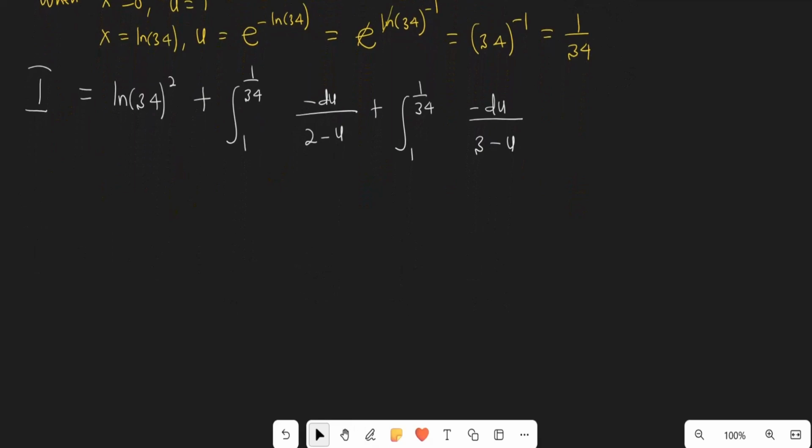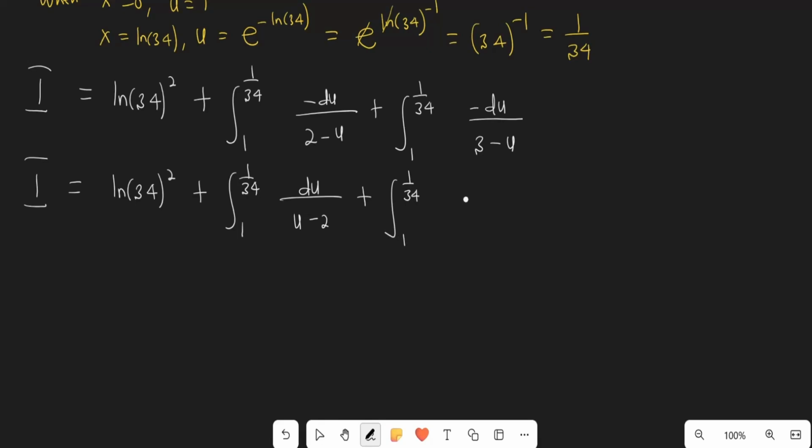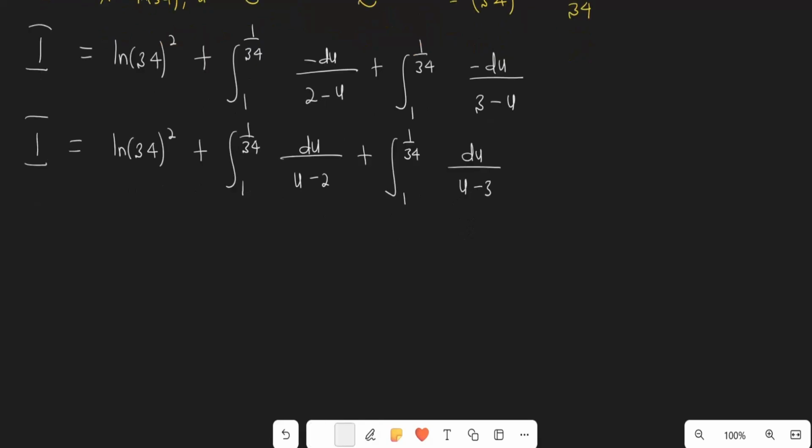All right, so these ones are now very simple. So I here is going to be equal to ln 34 squared plus the integral from 1 to 1 over 34. This one I'm going to write as du, and the negative is going to cancel because I'm going to reverse what is in the denominator, and it is u minus 2, plus the integral from 1 to 1 over 34, and this is now positive du divided by u minus 3.